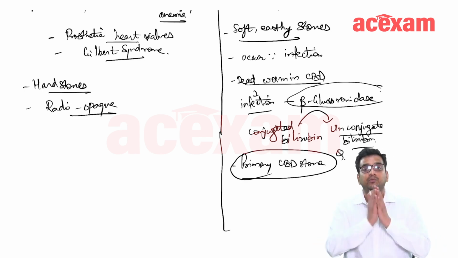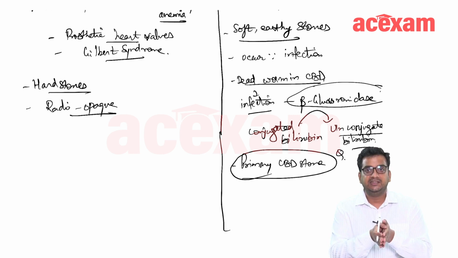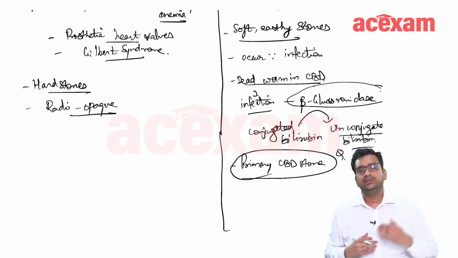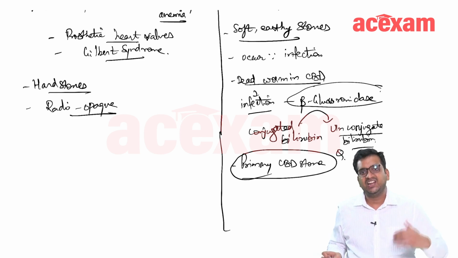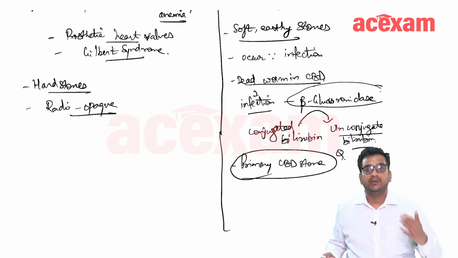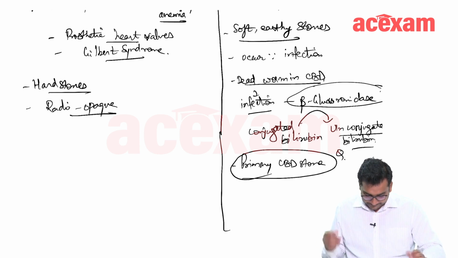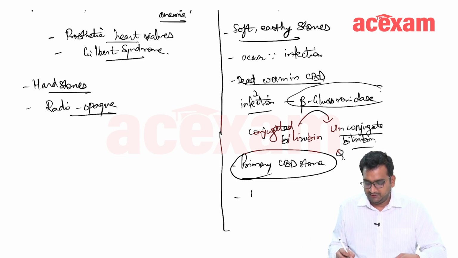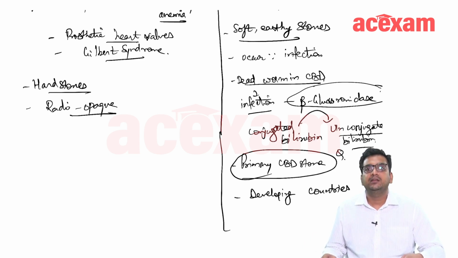So the question comes: most common type of primary CBD stone is cholesterol stone, black stone, brown stone? So the answer is brown stone. Brown stones are generally primary CBD stones, and they are rarely seen in the gallbladder. It occurs generally because of infection. Black stones occur generally because of chronic hemolytic conditions. Now this is common in developing countries. So this is regarding brown stones.